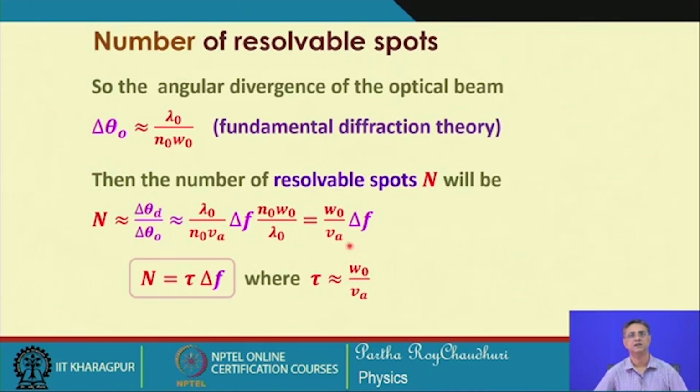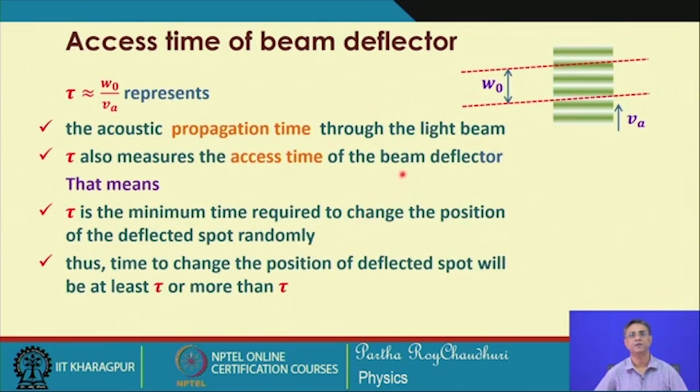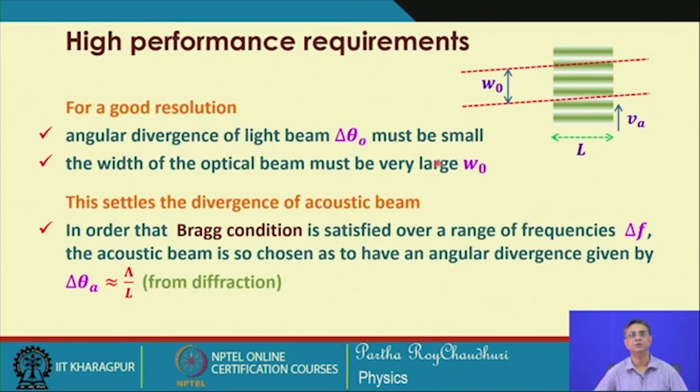Because the acoustic wave velocity is limited, it is fixed for the medium of which this acoustic modulator is made, but the optical beam width can be tailored and controlled. So, if this is more, then more resolvable spots will be available. Therefore, it should be very large, but this then settles the divergence of the acoustic beam.